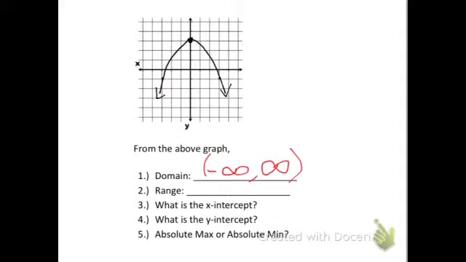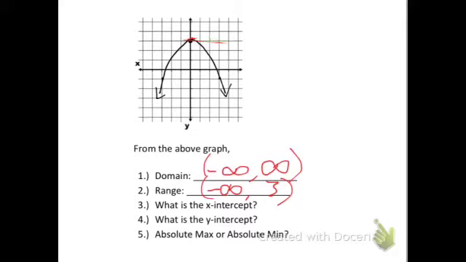The range, how far down, and how far up. This one, since the graph goes down forever, it's going to go down to -infinity. And it goes all the way up to this max value up here, which is at 3. And so your range goes from -infinity up to 3.